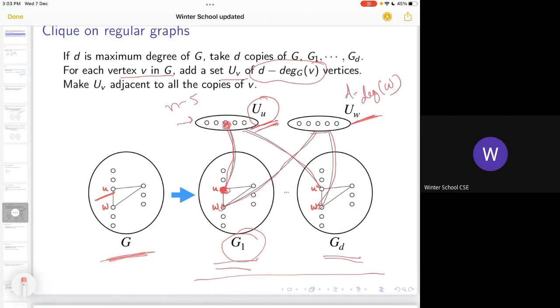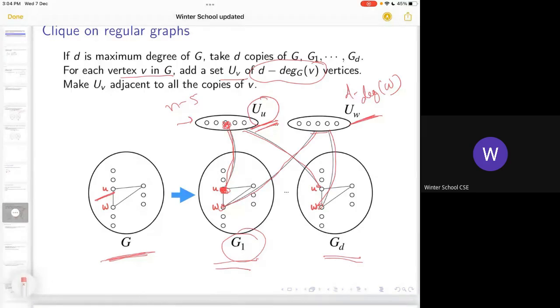Now, if I had any clique in the graph G on k vertices, that will be present in G1 because it is just a copy, in G2, and in GD. And in the backward direction, if I had any clique in the reduced graph, it will be completely contained inside one Gi, because dummy vertices are never part of any clique. So whatever clique is in the reduced graph, the original graph also has that clique.